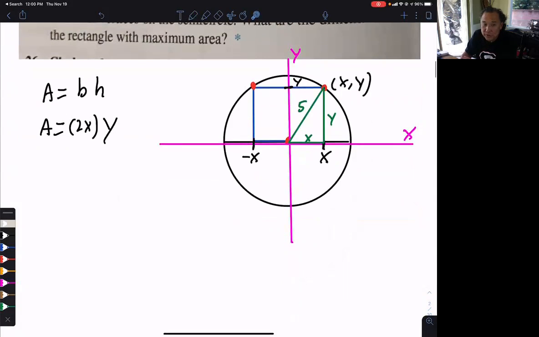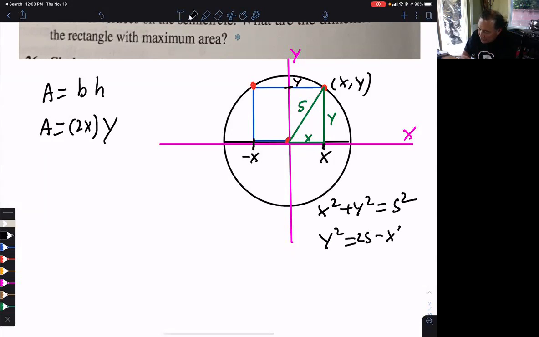Now, hopefully you see the relationship between x and y. I have a right triangle. I can use the Pythagorean theorem. x squared plus y squared is 5 squared. Pythagorean theorem. x squared plus y squared is 5 squared, right? So I'm going to solve for y. y squared is 25 minus x squared.